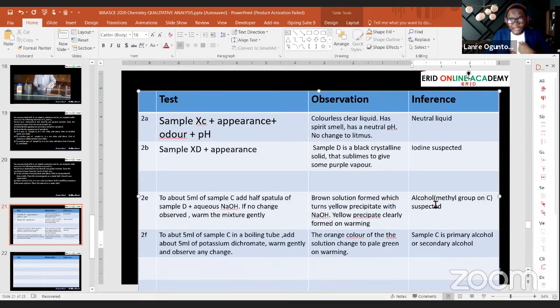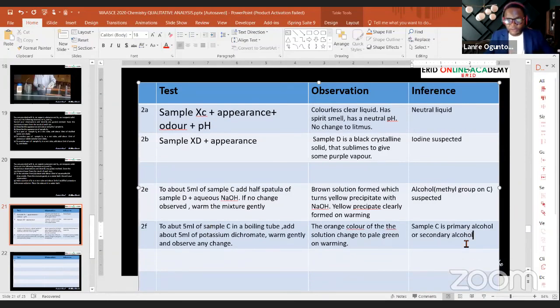Because from the beginning, we saw that it was neutral, okay? And it has a spirit smell, antiseptic smell. So we are suspecting that it's what? It's an alcohol, okay? So looking at all these observations, we're able to find out that your sample D is iodine and sample C is your alcohol. Okay, good.